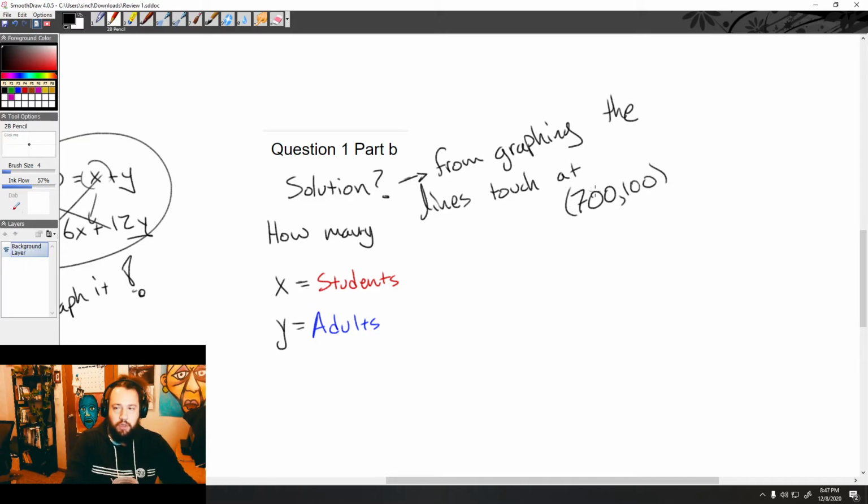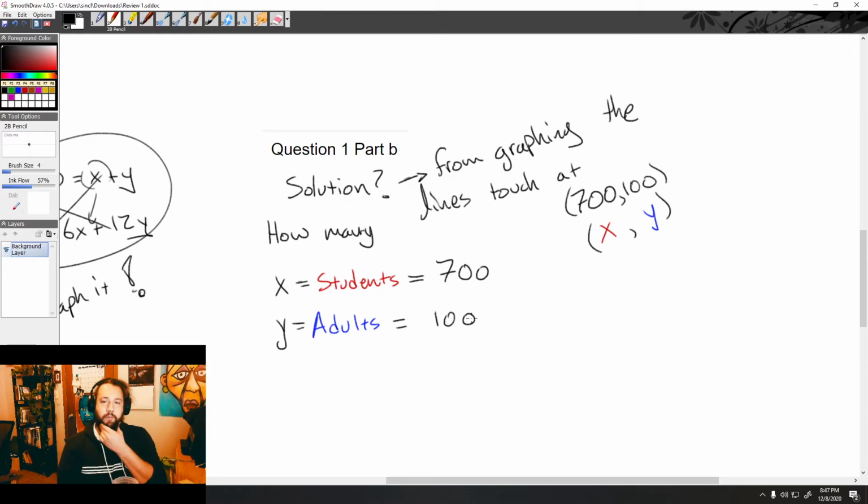You always want to write your ordered pair like this. So that means that my first value is always going to be my x value, and then I'm always going to be followed up with a y value. So I kind of did the little color coding here that would help us out. So that means my students has to be 700 students, and my adults have to be 100 adults going.